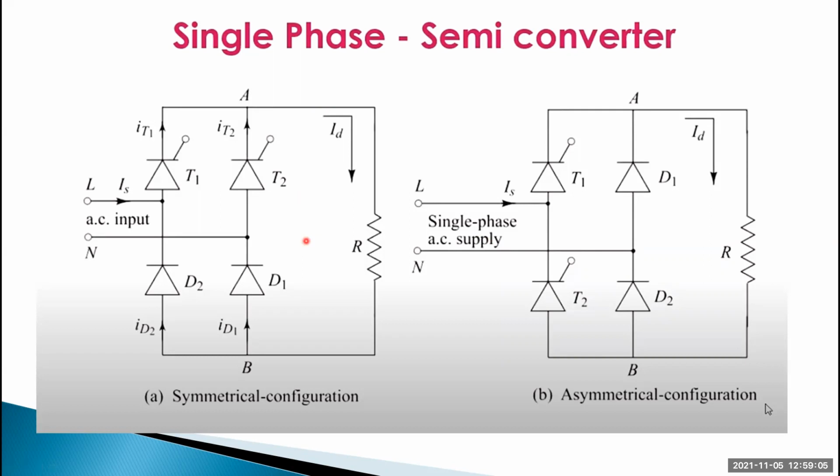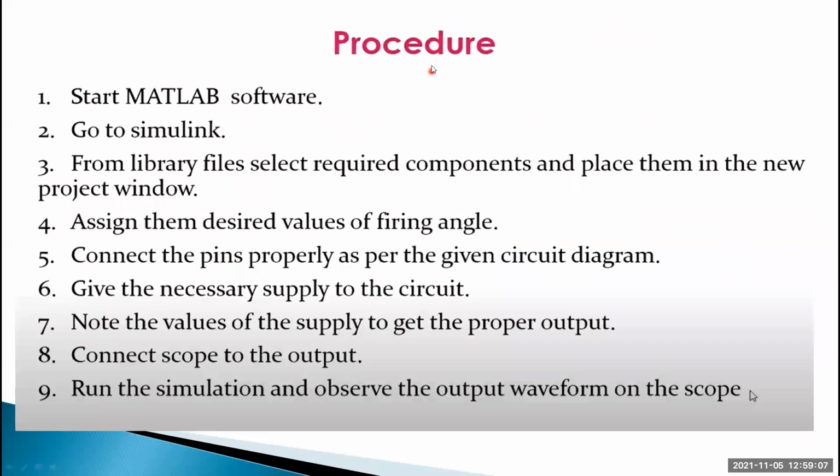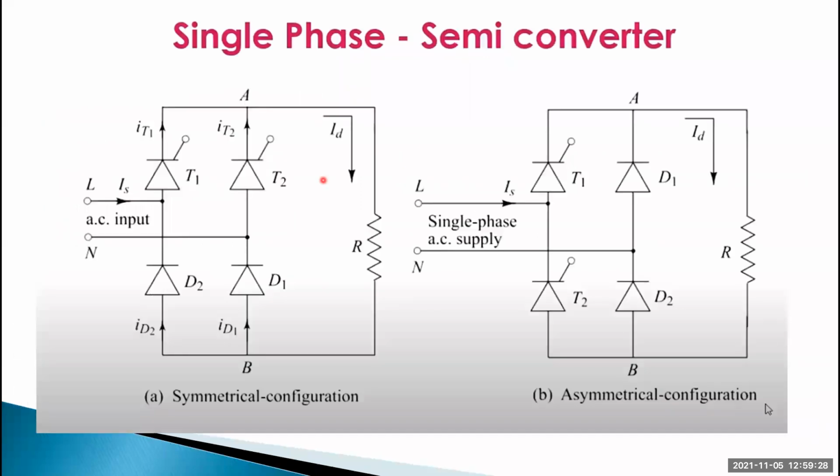So this is the procedure to design the Simulink model of a single phase semi converter. First, start the MATLAB software and go to Simulink. After that, from the library files, select the required components. From the library, you will get different types of components. What components are required here? Thyristors, diodes and load, understood?